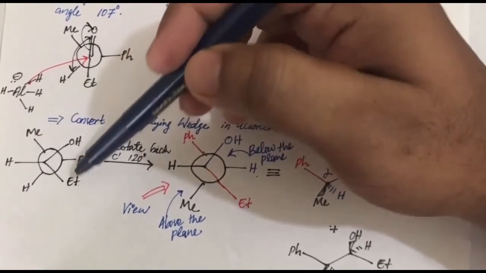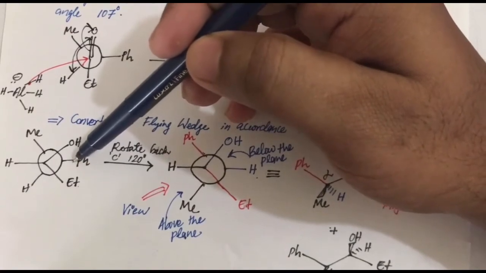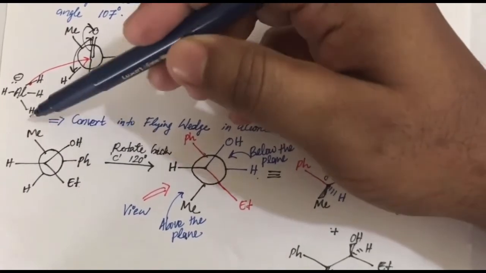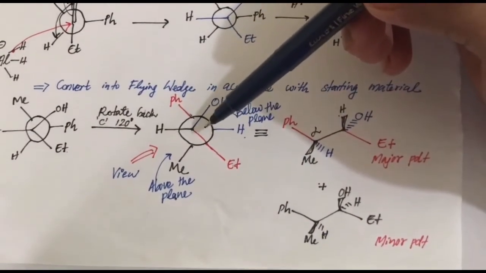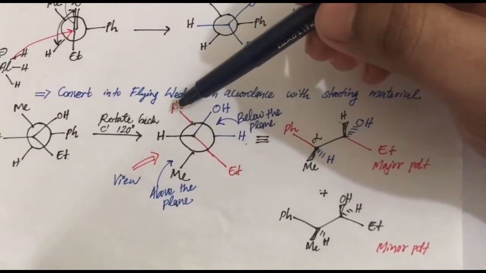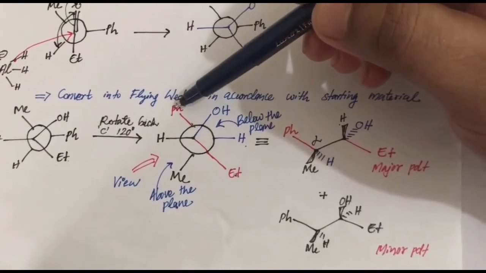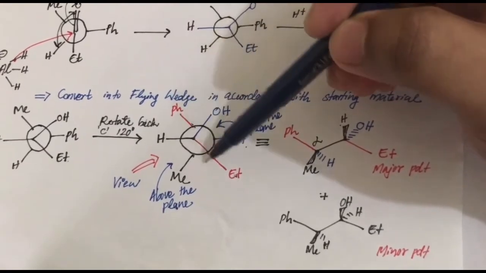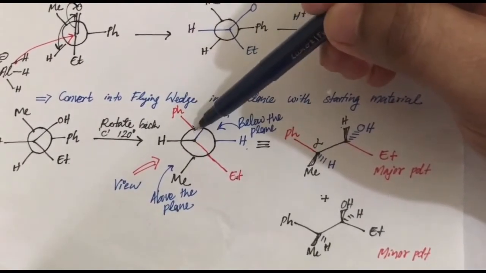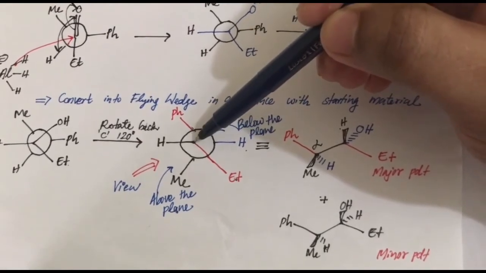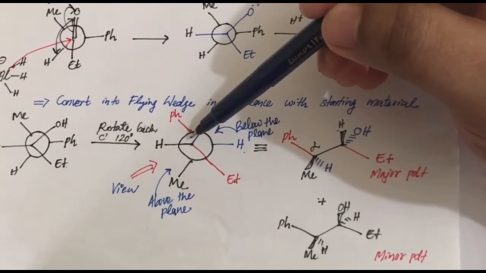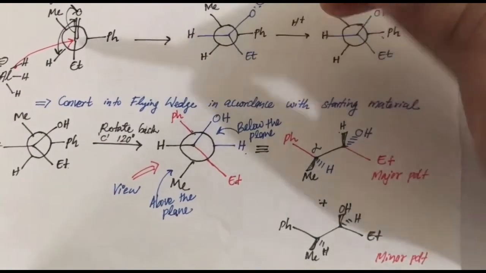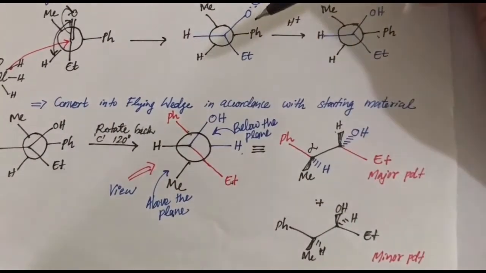So in order to make Et and Ph coplanar, we want to rotate this back carbon by 120 degrees. After rotating, I can have this structure. Now your Et and Ph are coplanar. That means they are in the plane of paper. So Ph, front carbon, Et, they are in the plane of paper. Now we have 4 substituents: 2 are on the same side, the other 2 are on the same side.